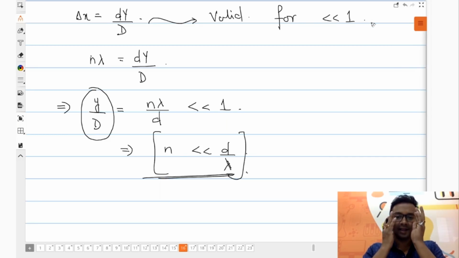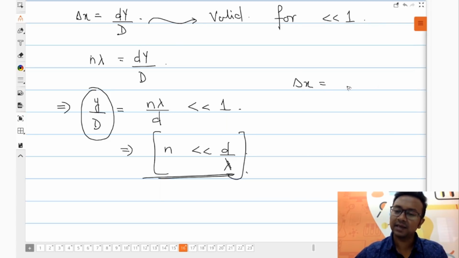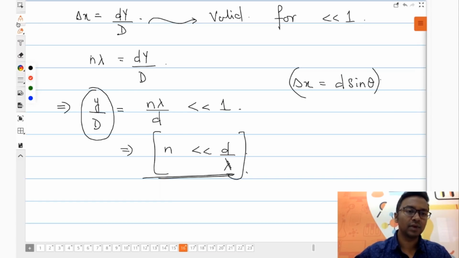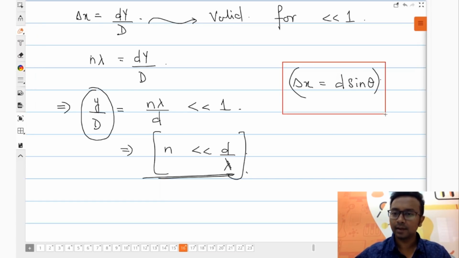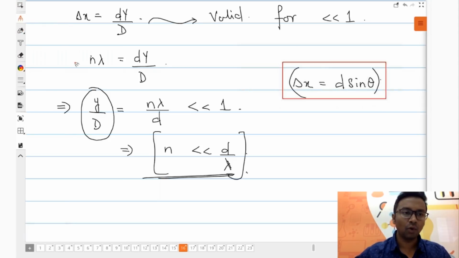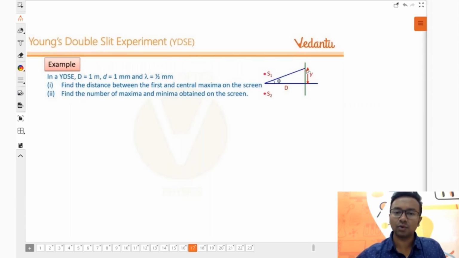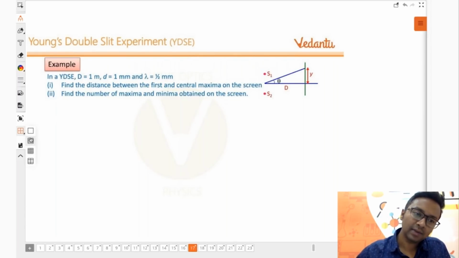But if the value of n and d by lambda is comparable, then students, delta x should be considered as simply d sine theta. Let me give you an example. The best way to explain anything is to give you an example. So the limitation will hold out here. We have taken this question out here.